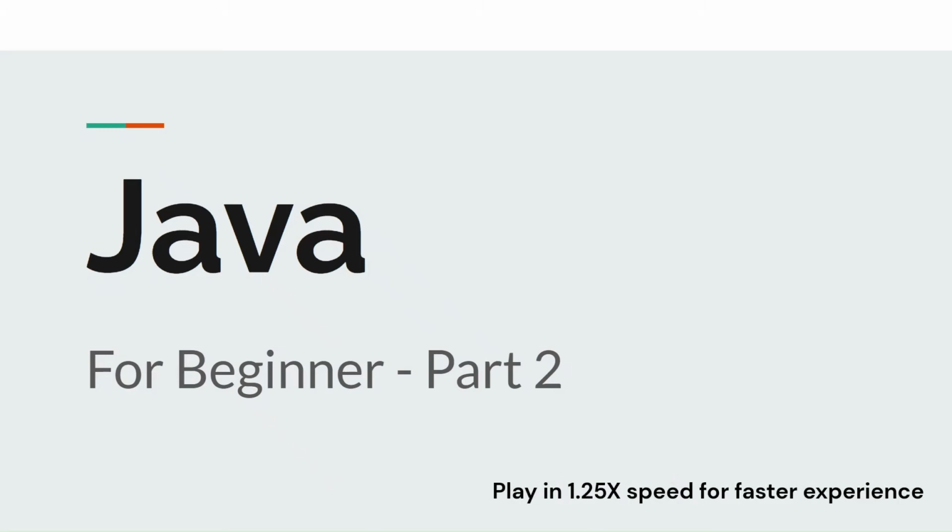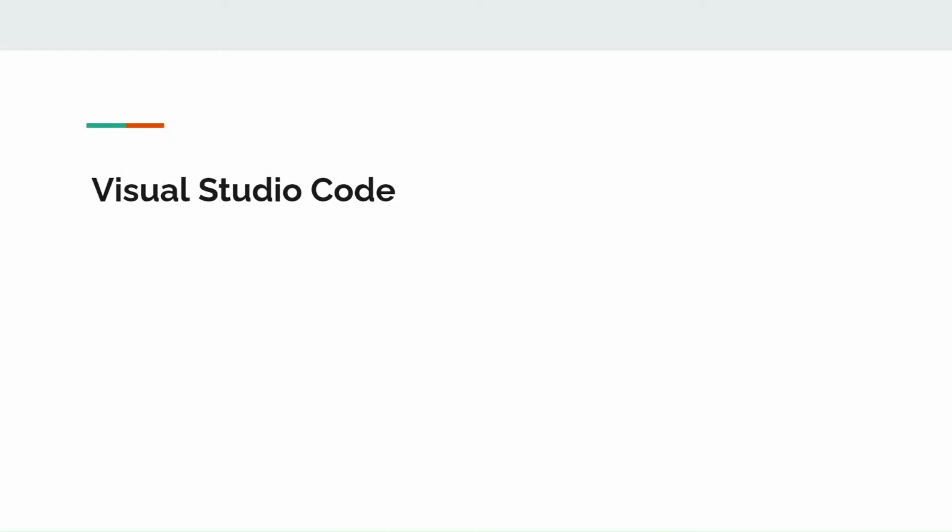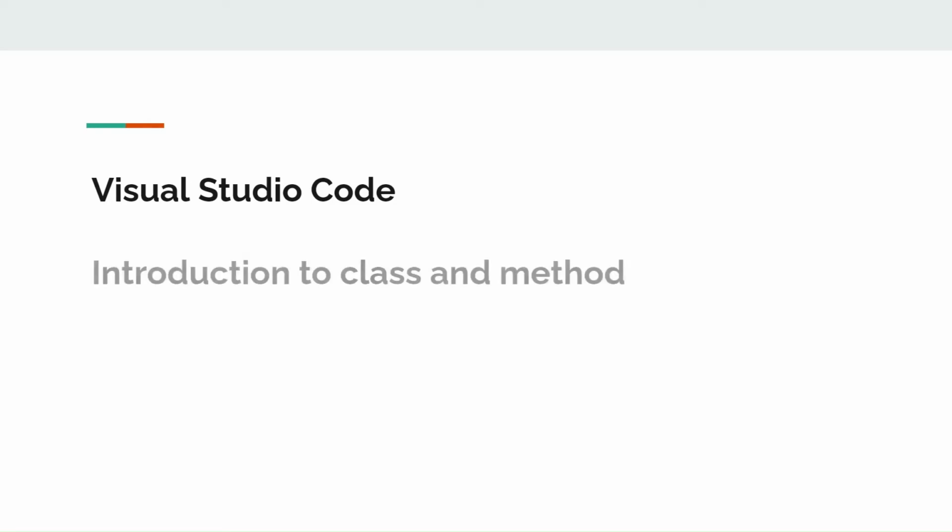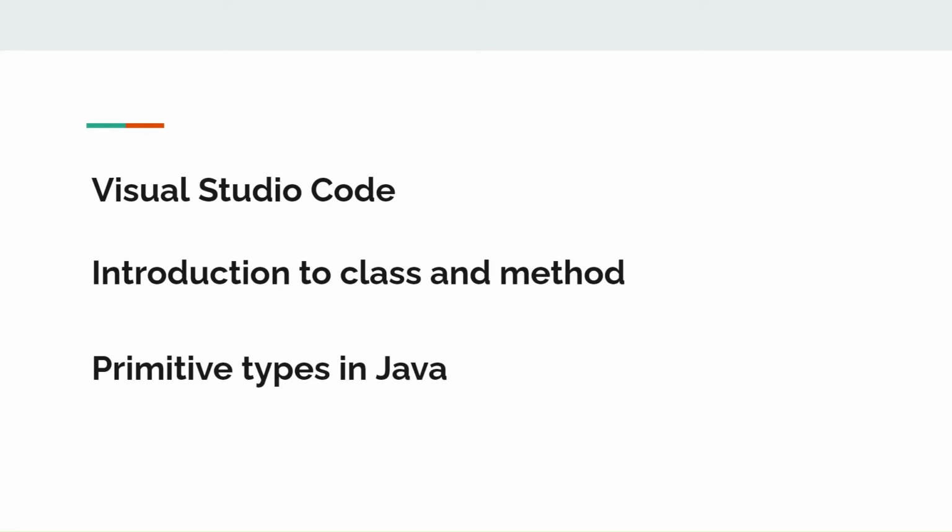In today's video, I'm going to cover three things. First, I'm going to show where to download Visual Studio Code from and what are the extensions we need in Visual Studio Code for coding in Java. Then I'm going to introduce what is class and method. And then finally, I'm going to talk about primitive types in Java.